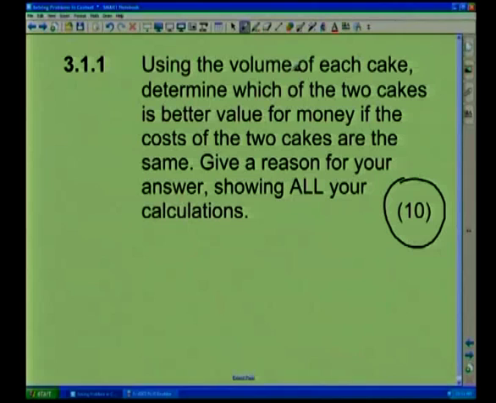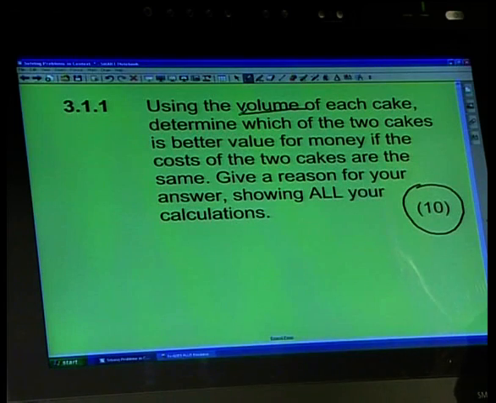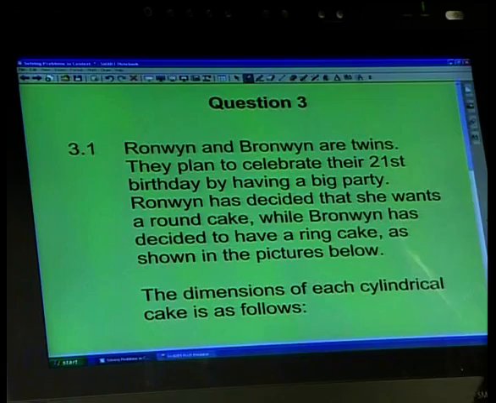Now let's analyze the question a little bit before we continue. We're going to need the volume for both cakes, so that's two sums already that we're going to have to do. We're also going to have to say whether the cake is better value compared to the other cake. They tell us that the costs for the two cakes are the same, so it doesn't matter whether you bought a round cake or you bought a cylindrical ring cake. Both cost exactly the same. What we're going to have to do is use the volume answers to make a decision a little bit later on. Let's go back and see what we need to do to calculate volume.